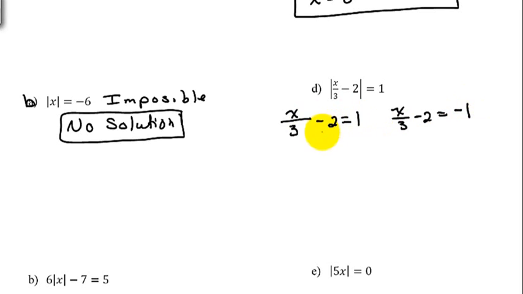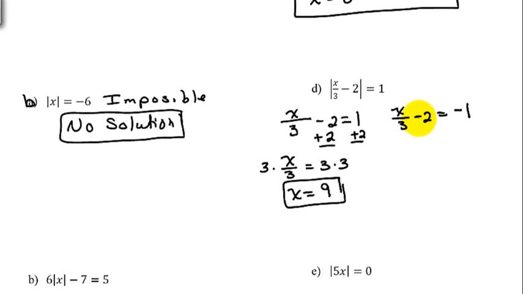Now we need to solve both of these equations. I'm going to add 2 to both sides, and we get x over 3 is equal to 3. Then to get that 3 out of the denominator, we multiply by 3 on both sides, so we get x is equal to 9. In the next one, solve it the same way. We add 2 to both sides of the equation, which gives us x over 3 is equal to 1. Then to get rid of the 3 in the denominator, we multiply both sides by 3, and that gives us x is equal to 3.